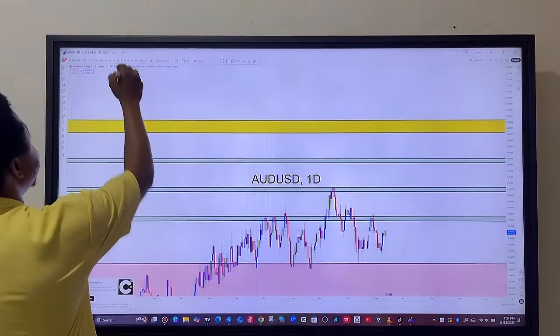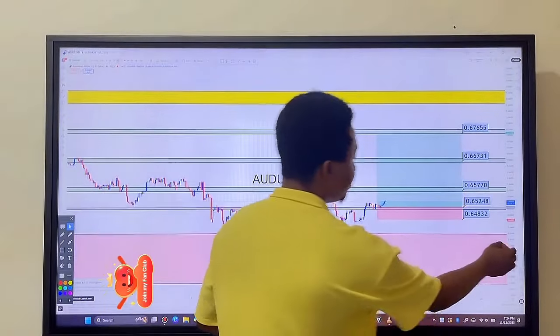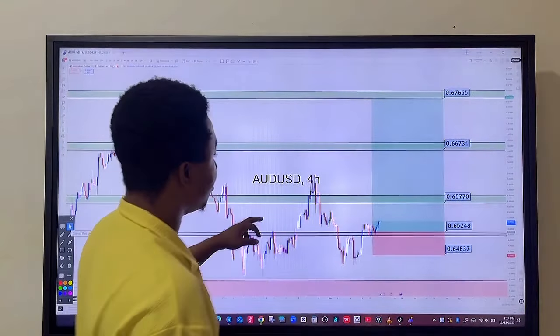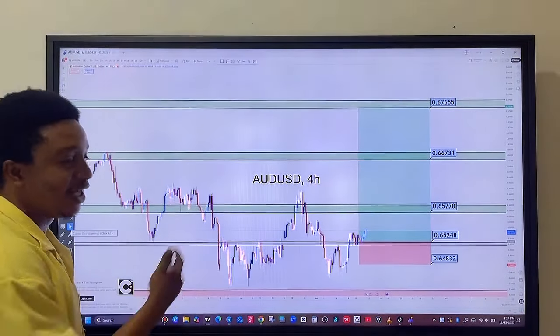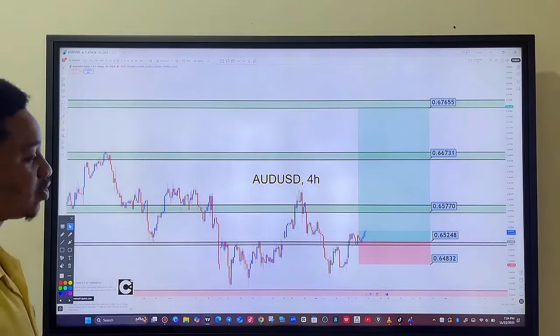Let's take it to the 4-hour time frame and then continuously analyze this pair. Alright, so this is the 4-hour time frame of AUD USD. Now, like I said, AUD USD, we are already in a buy in the free Telegram channel, which the link is on my bio.